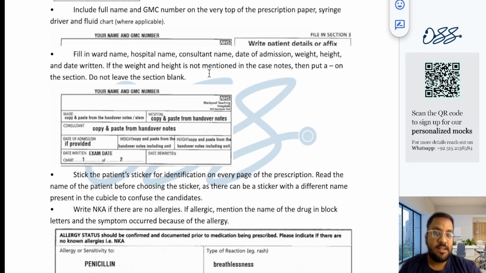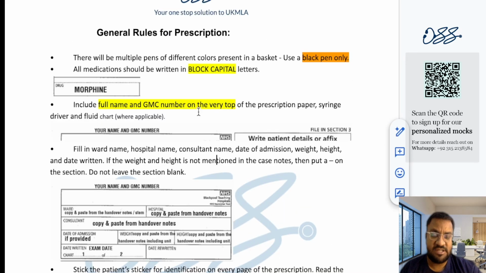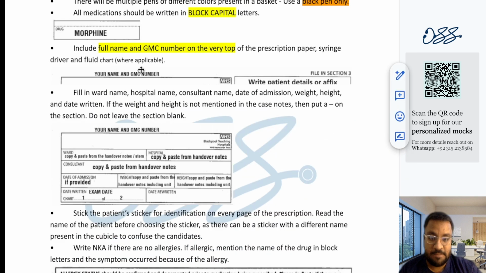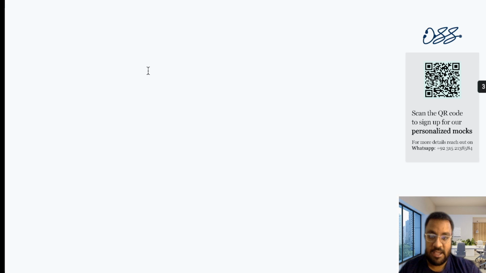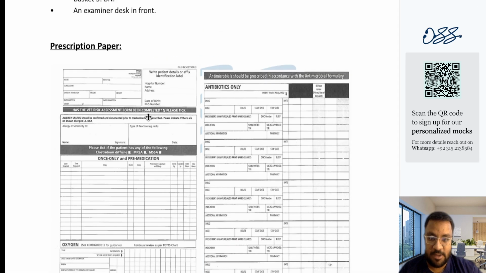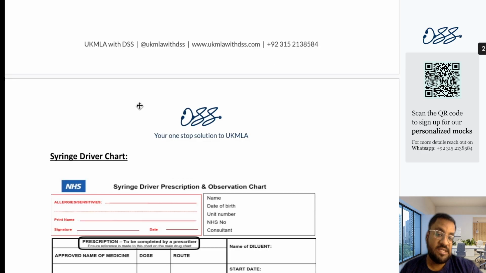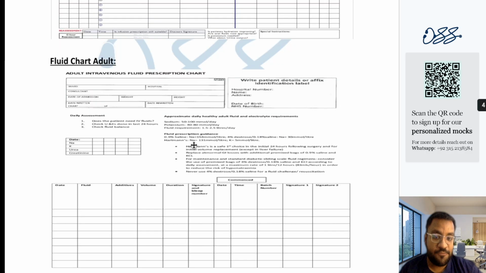Number three, you need to mention your full name and the GMC number on the very top of the paper. Always remember that whatever paper you have, whether it's the syringe driver sheet or the main prescription paper, your name and GMC number needs to be written over here. I'll just show it over here as well. So this is the location. This is the point where you need to write your full GMC number and your full name.